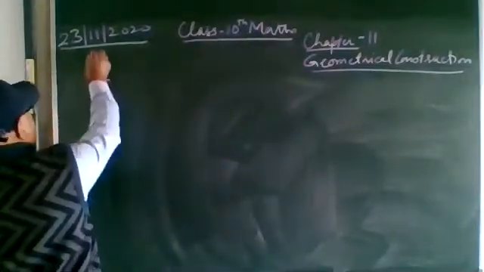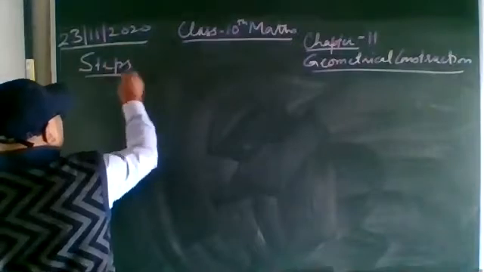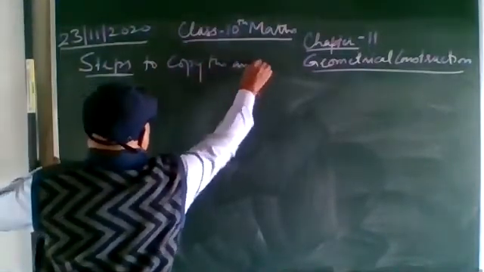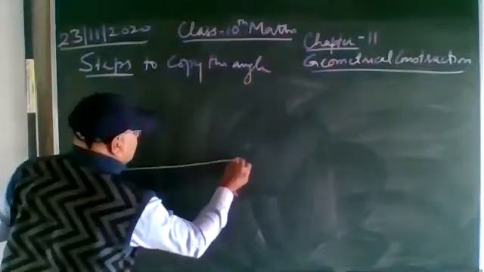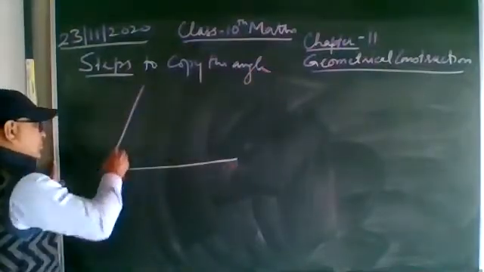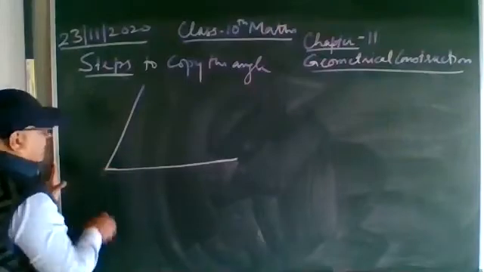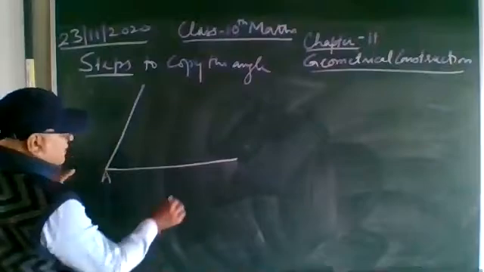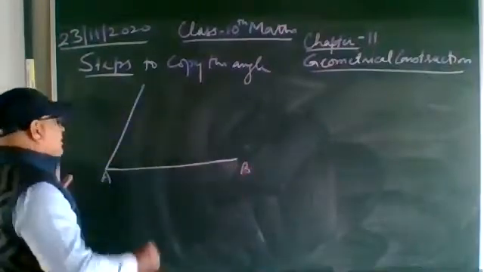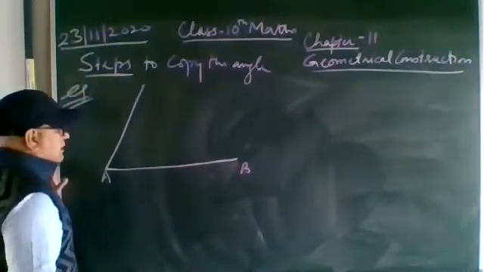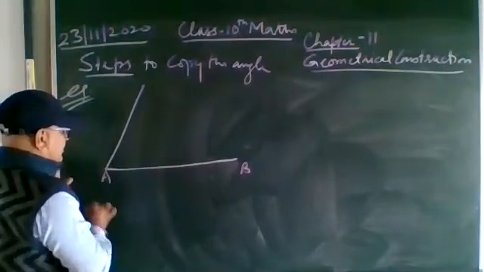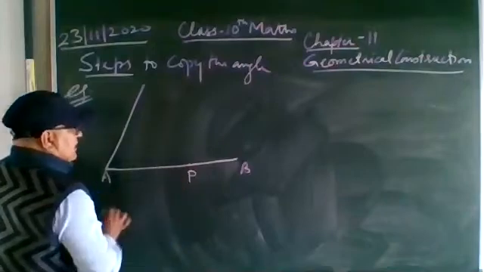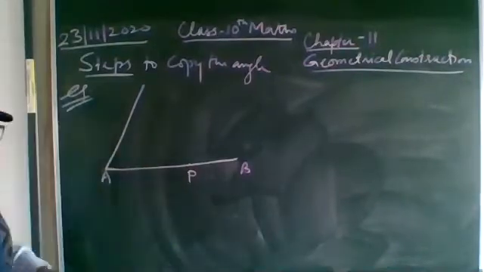That is the steps to copy the angle. What you will do? This is the line AB. This is the example, you have another example. Now you have to copy down this. You have to copy this angle here with a compass.